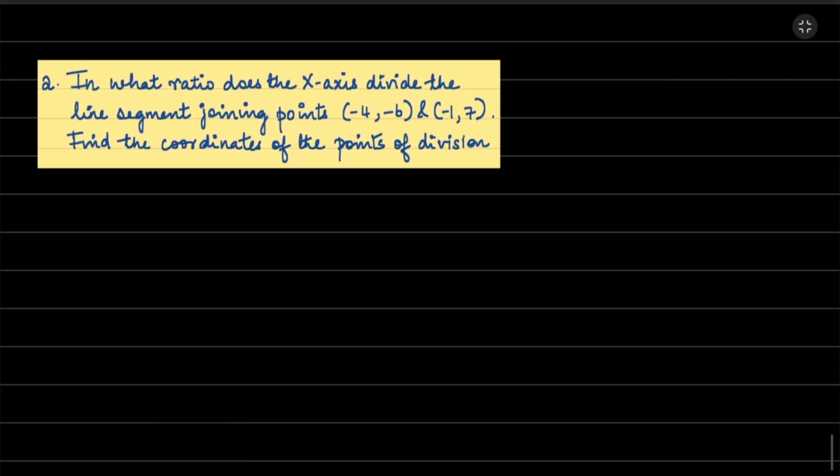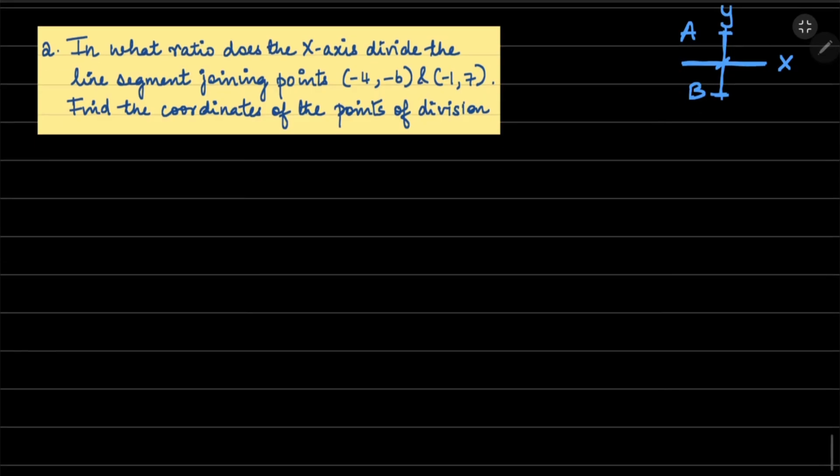In what ratio does the x-axis... Okay. So x-axis is nothing but this horizontal line is your x-axis. The vertical line will be your y-axis, right? So you have to tell in what ratio does the x-axis divide a line segment joining two points, namely A and B. Also find the coordinates of the point of division. So let's see the two points. A, let it be minus 4, minus 6, and the other point B will be minus 1, 7.